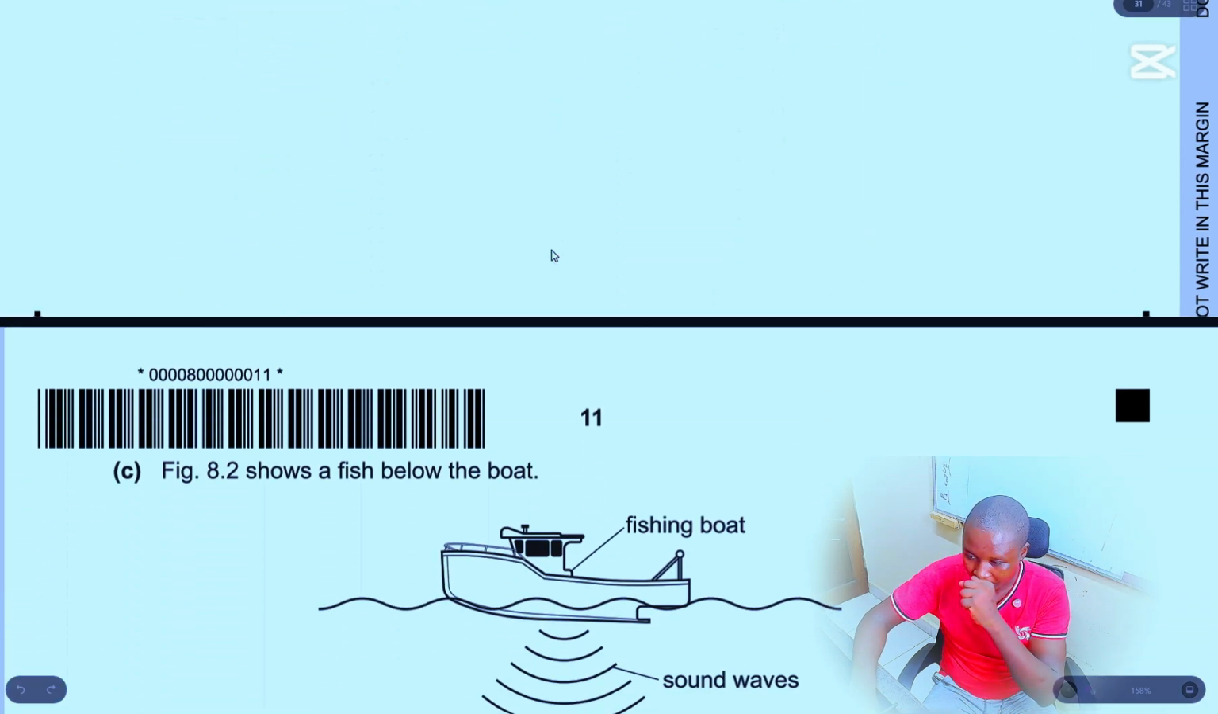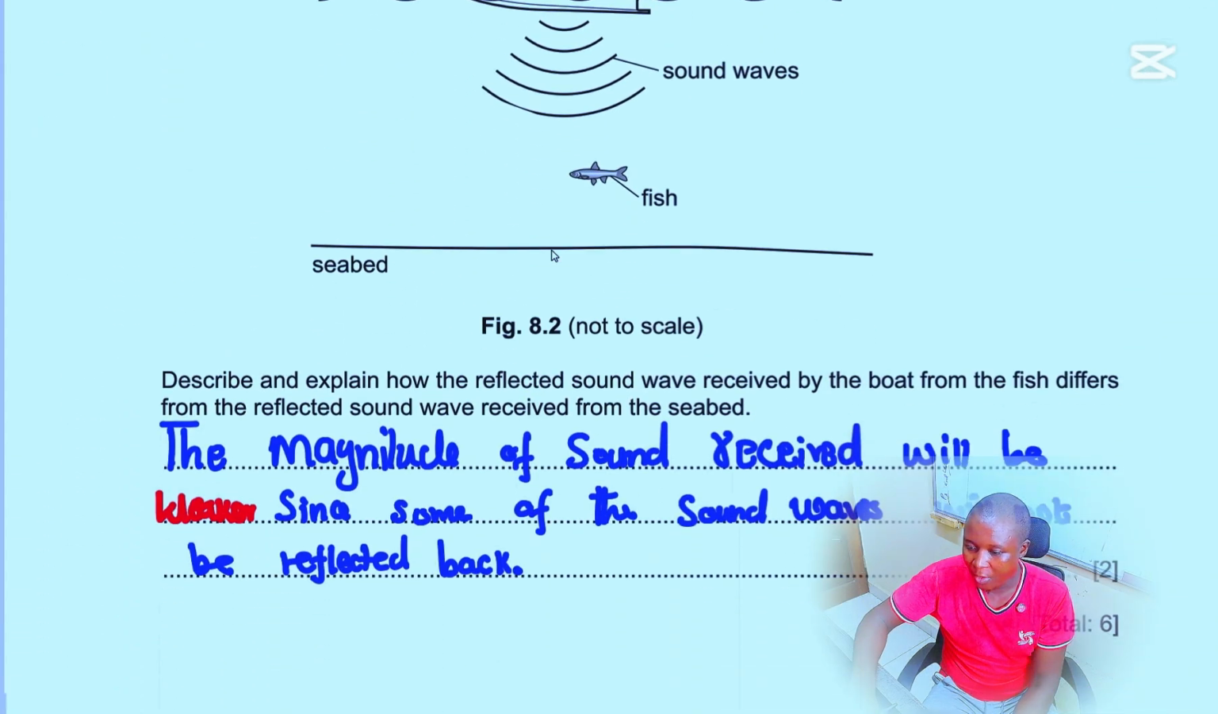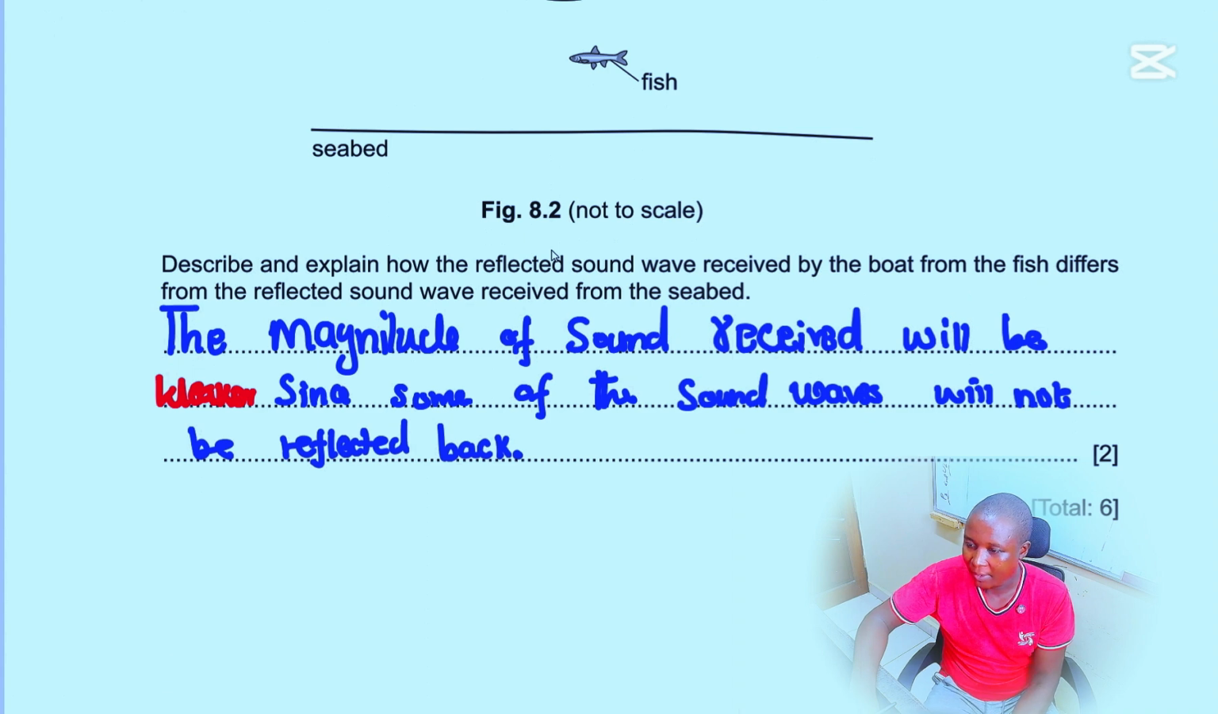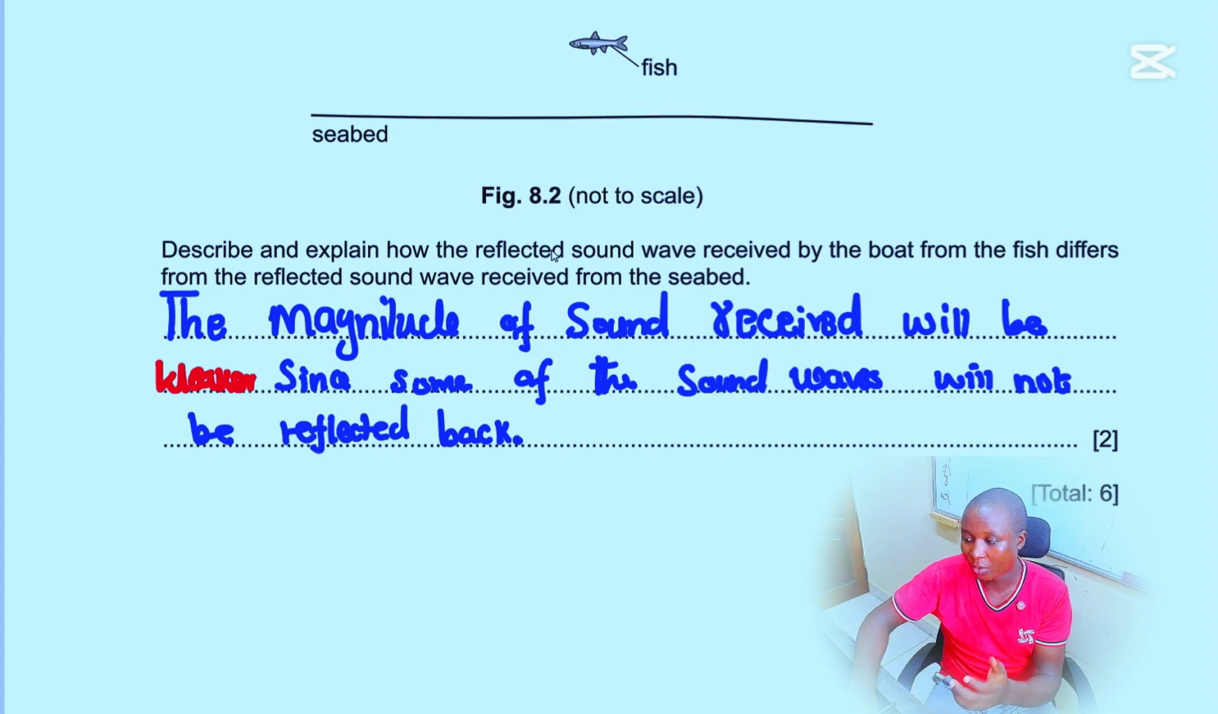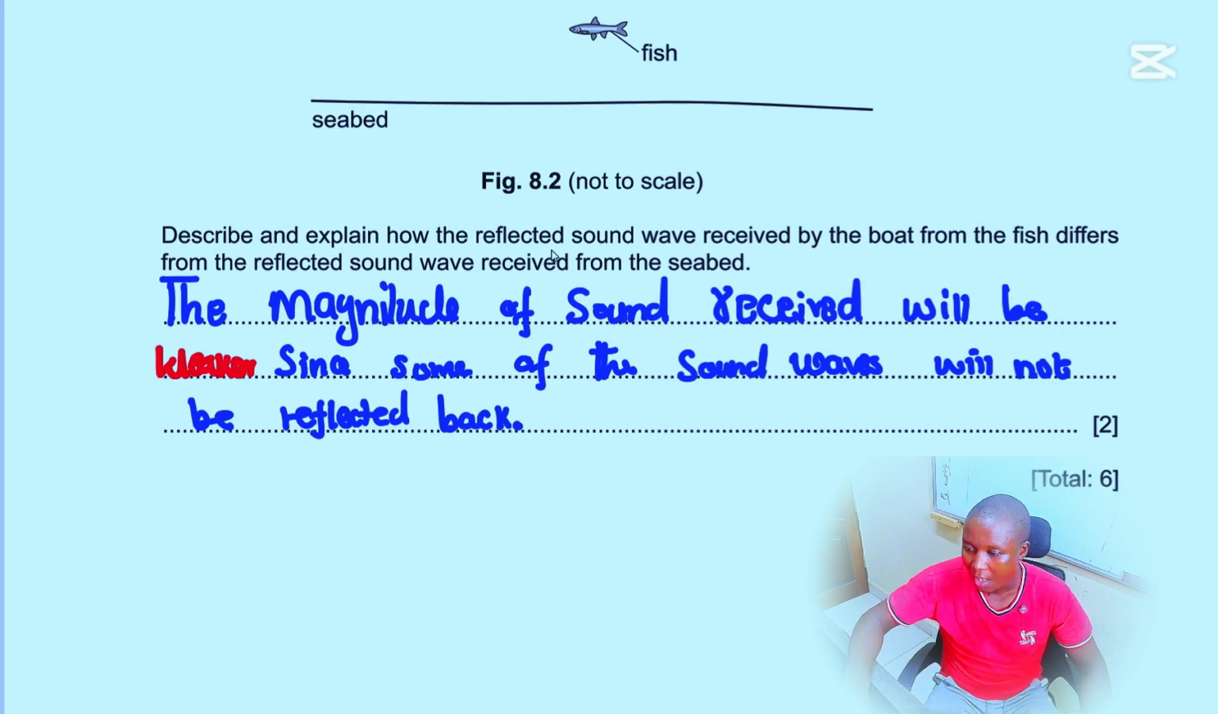And then maybe you can be asked to describe and explain how the reflected sound wave received by the boat from the fish differs. The magnitude received will be weaker, since some of the sound wave will not be reflected back from the fish. Because the fish is small, some of the sound waves will go down and will not be reflected.